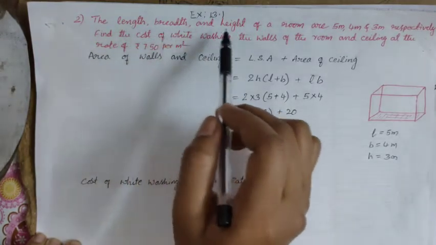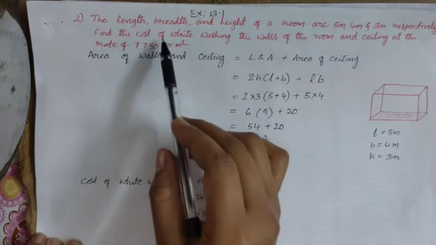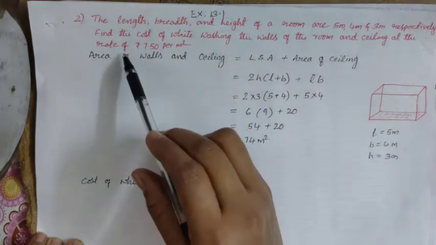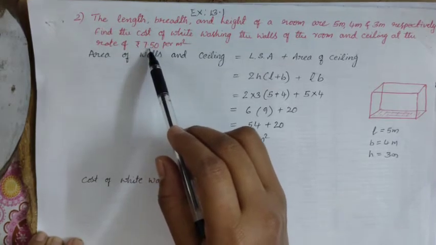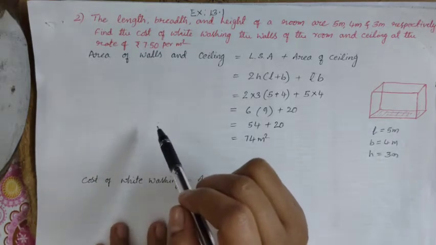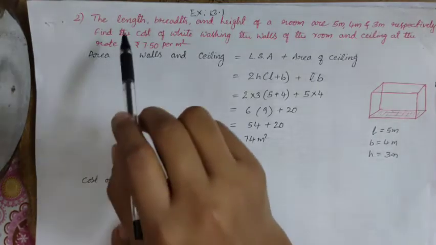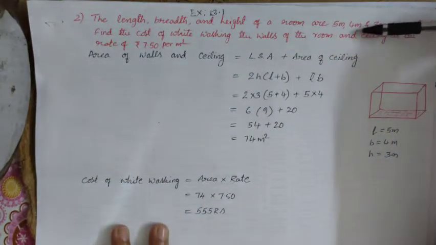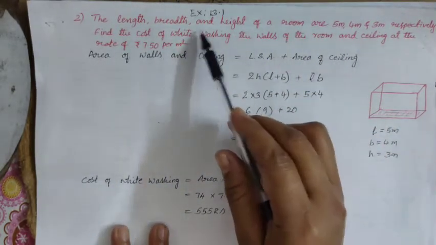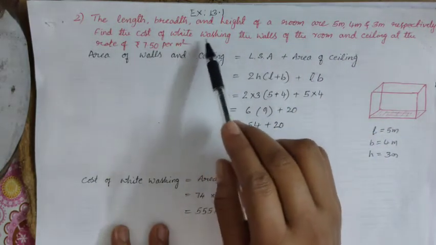The length, breadth and height of a room are 5 meter, 4 meter and 3 meter respectively. Find the cost of whitewashing the walls of the room and the ceiling at the rate of 7.50 per meter square. Students, read the question very carefully. The length is 5 meter, breadth is 4 meter and height is 3 meter. We have to find the cost of whitewashing.